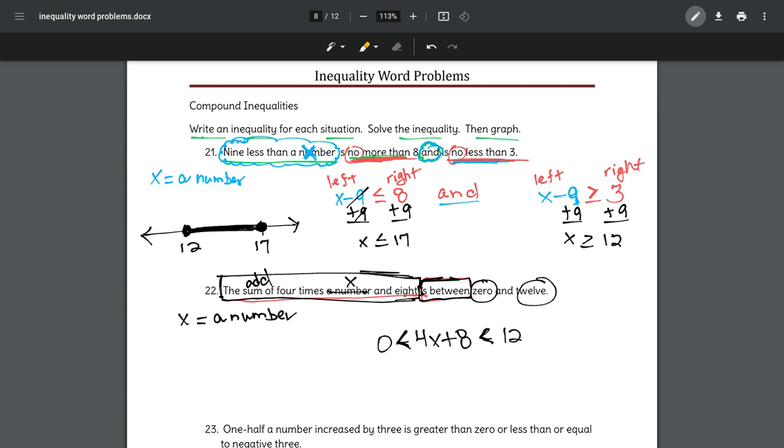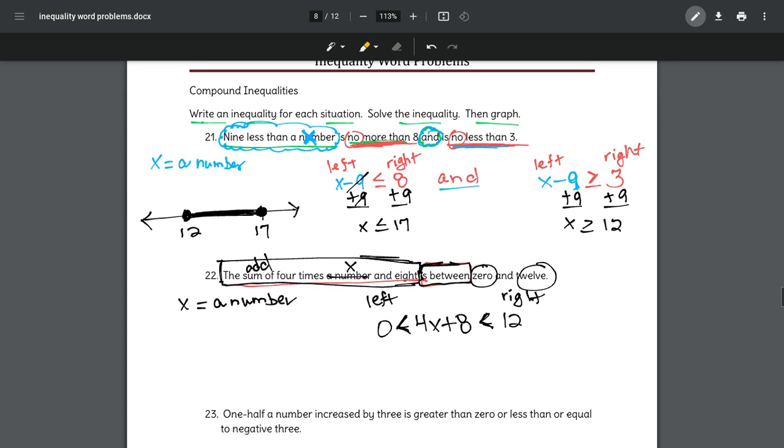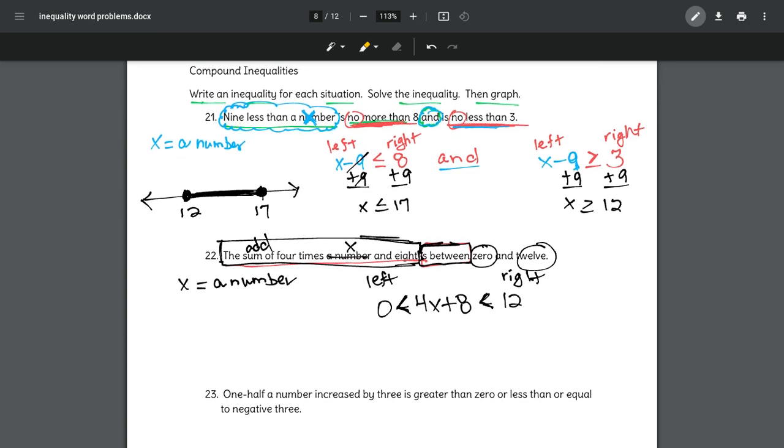And please put it in order. Like on a number line, 0 comes before 12. So 0 will be on the left and 12 will be on the right. Okay? And then you can solve from there. You can split it into 2 now, since you set it up like that. Or you can just solve it as is. I'm going to solve it as is.